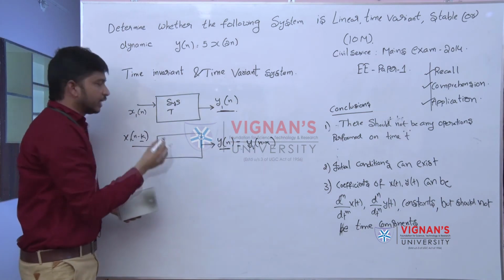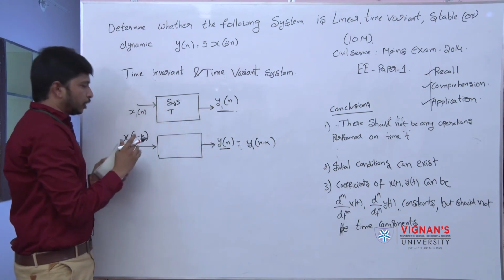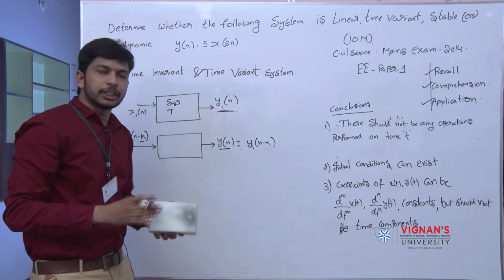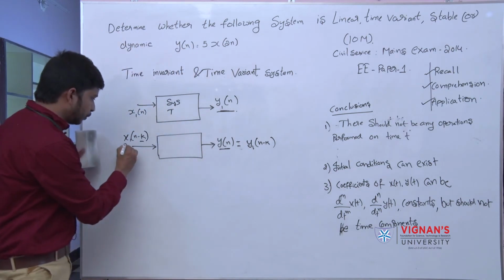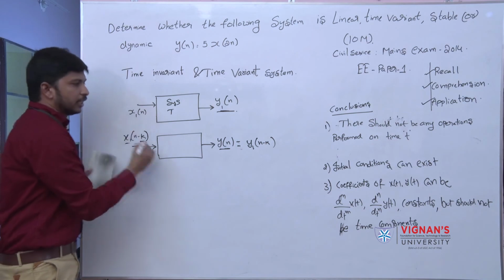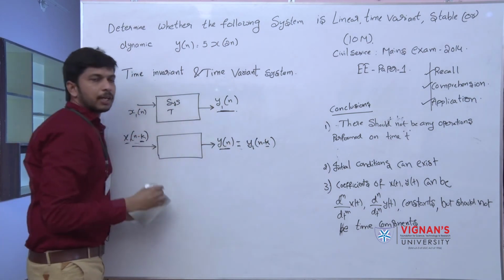Again I am repeating, if you give an input to a system, you will get some output. If you delay the input by k samples, then the output should also be delayed by the same k samples. Okay. Then how to find it?